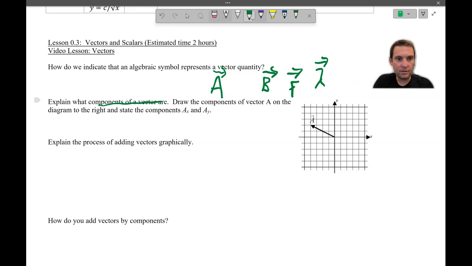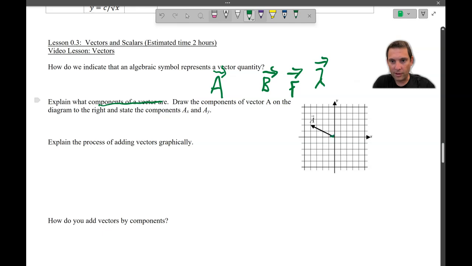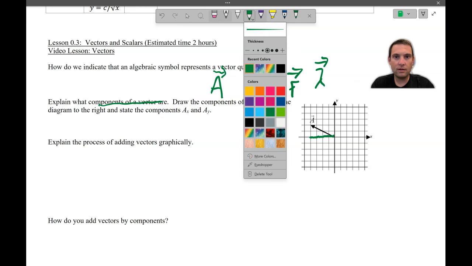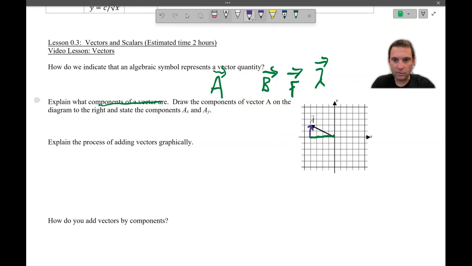Draw the components on the right and state the components. So my left, we're going left and up. We're going left 1, 2, 3, 4. Then we are going up 1, 2.